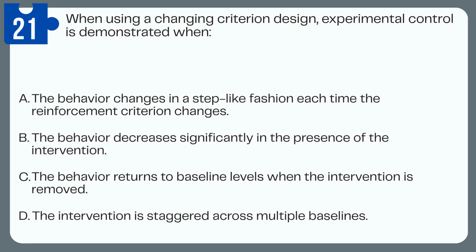Question 21. When using a changing criterion design, experimental control is demonstrated when A. The behavior changes in a step-like fashion each time the reinforcement criterion changes. B. The behavior decreases significantly in the presence of the intervention. C. The behavior returns to baseline levels when the intervention is removed. D. The intervention is staggered across multiple baselines.